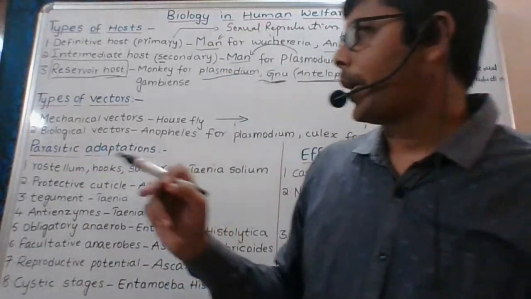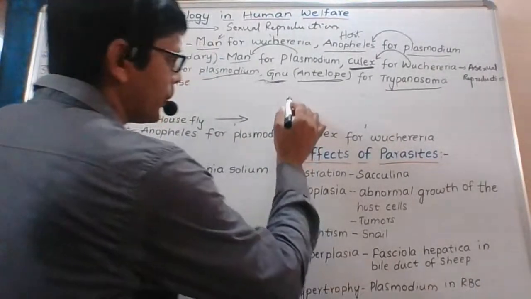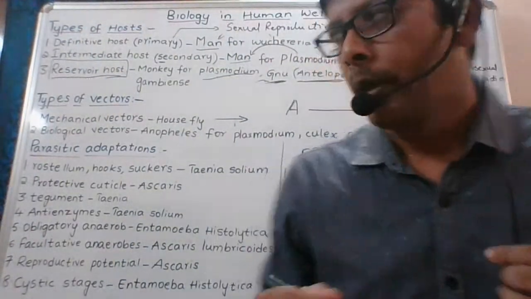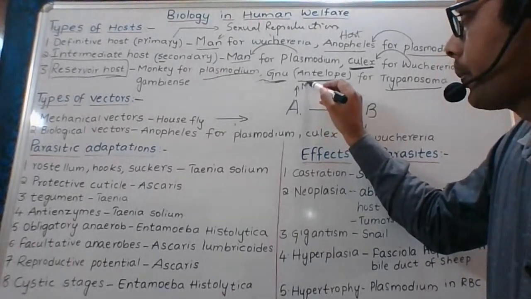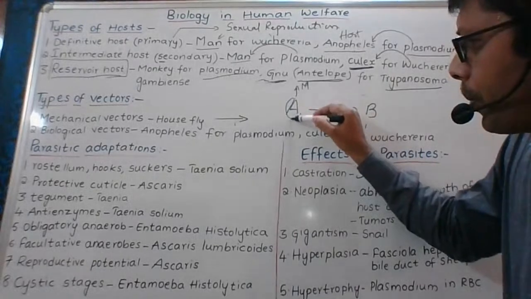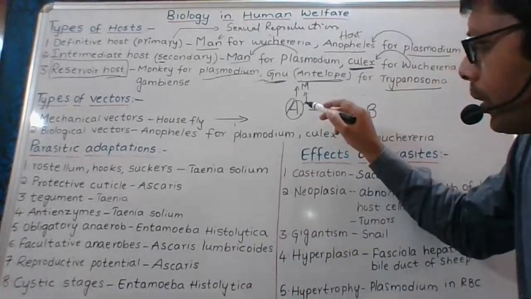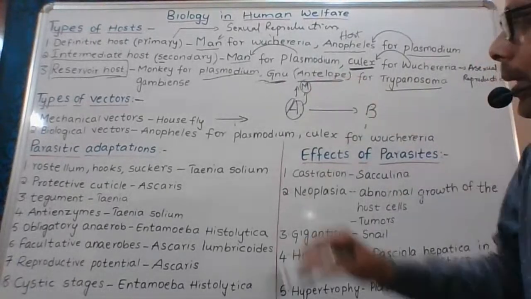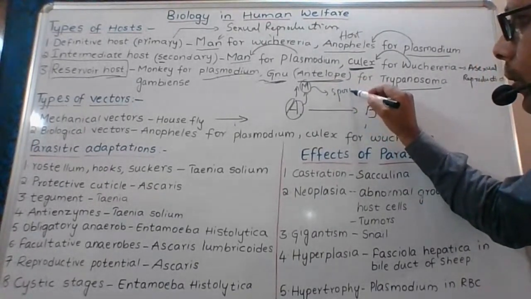Come to the second type of vector, that is called biological vector. What is meant by biological vector? Okay, as I told you, there is a person A and a person B. Person A has malaria. When the mosquito bites this person, some stages of the plasmodium from his blood, the gametocytes, enter the mosquito. In this mosquito, as I told you, the sexual cycle takes place, and the sexual cycle forms the sporozoite.